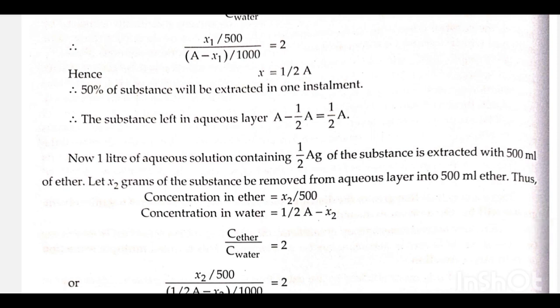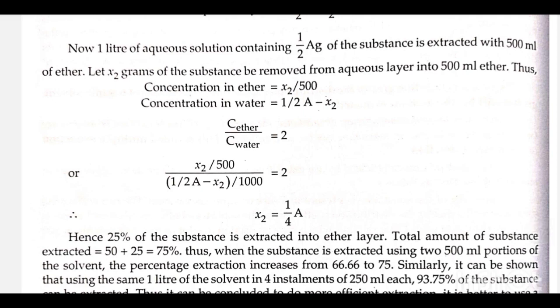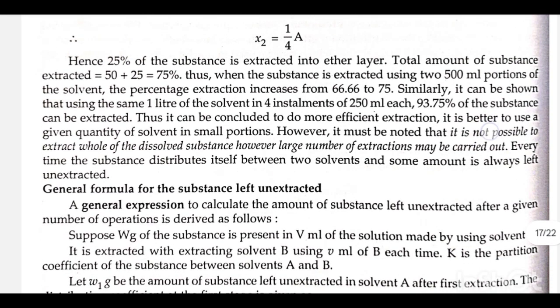That is, the substance left in aqueous layer is equal to A minus 1 by 2 A, which is 1 by 2 A. Now, 1 liter of aqueous solution containing 1 by 2 A g of substance is extracted with 500 ml of ether. Let X2 gram of the substance be removed from aqueous layer to 500 ml ether. Thus, the concentration in ether is equal to X2 by 500, concentration in water is 1 by 2 A minus X2 upon 1000. C ether upon C water is equal to 2. X2 is equal to 1 by 4 A. Hence, 25% of the substance is extracted into ether layer. Total amount of substance extracted is equal to 50 plus 25, which is 75%.